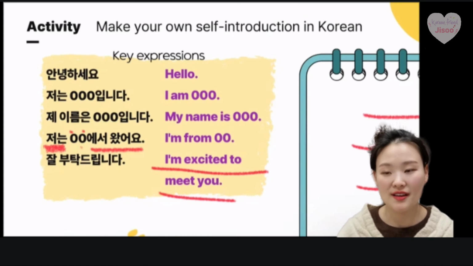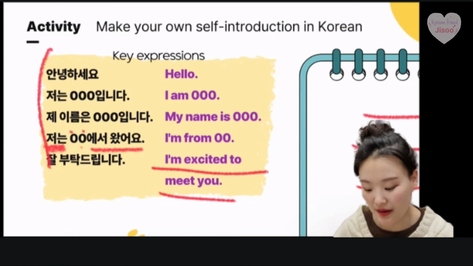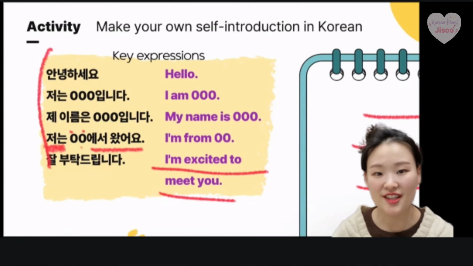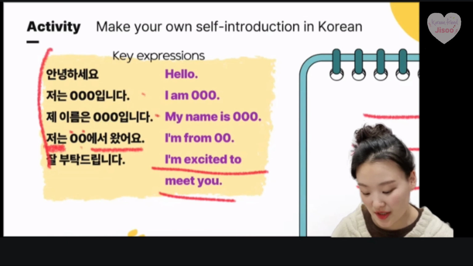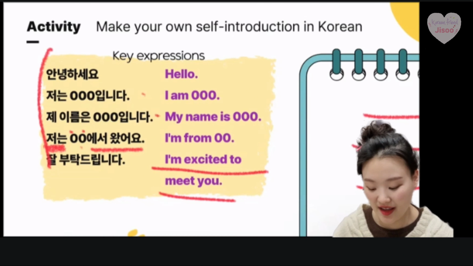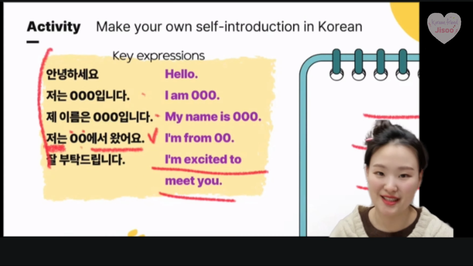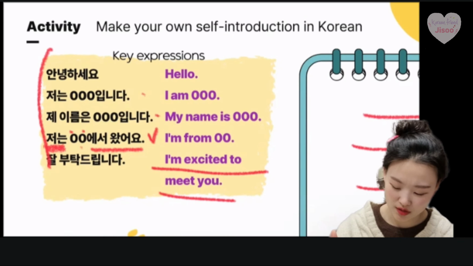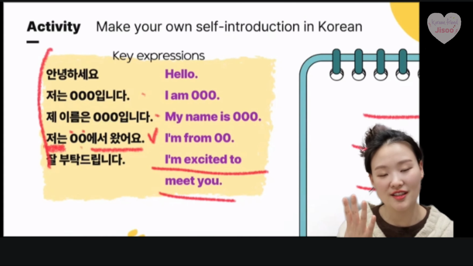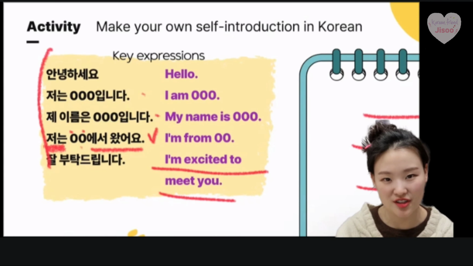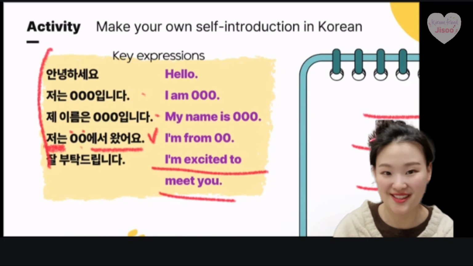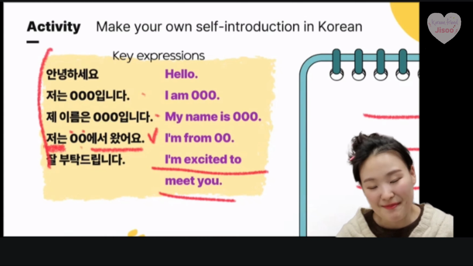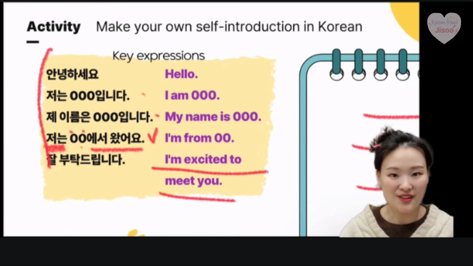To make it briefly, if I make a self-introduction in Korean, I'll say 안녕하세요. 저는 최지수입니다. Or 제 이름은 최지수입니다. And 저는 한국에서 왔어요. 잘 부탁드립니다. With just 1, 2, 3, 4 sentences, you can just complete self-introduction in Korean. How simple is it? And I'm gonna give you one more tip to make you sound more natural.